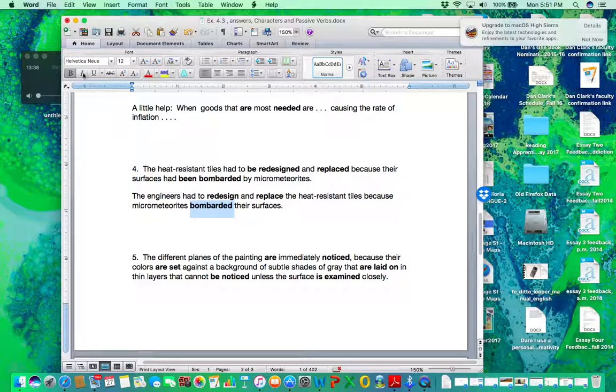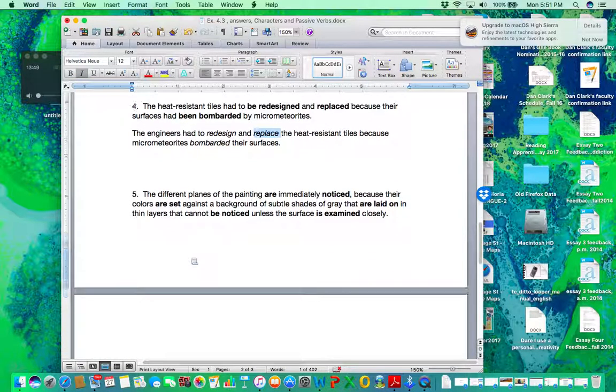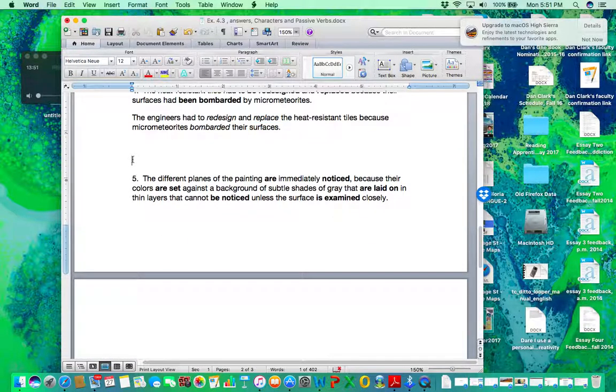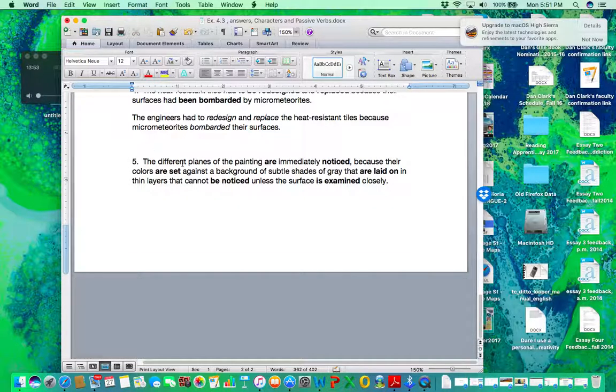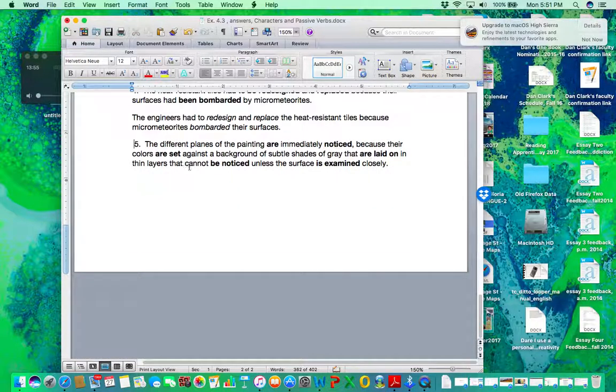Oh, except I'm supposed to make it italics, aren't I? Sorry. Yeah, like that. There we go. Okay, and one more. The different planes of the painting are immediately noticed because their colors are set against the background of subtle shades of gray that are laid on in thin layers that cannot be noticed unless the surface is examined closely. Woo, that's rough, huh?